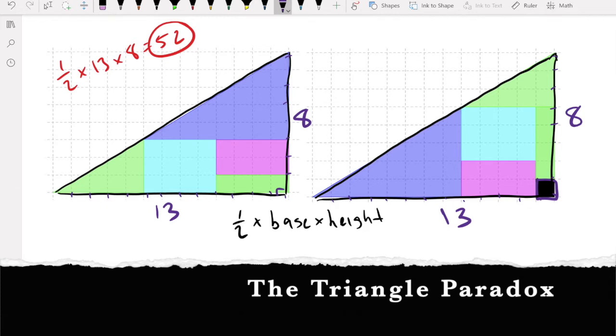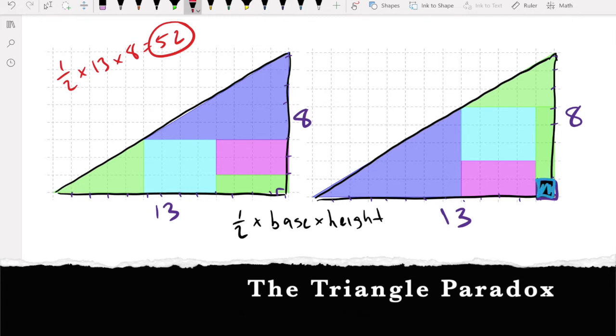It'd just be like if they were both rectangles that had 13 length and 8 width. They should have the same area. They're both right triangles. There is no reason why one should have this missing spot here, this one square extra.